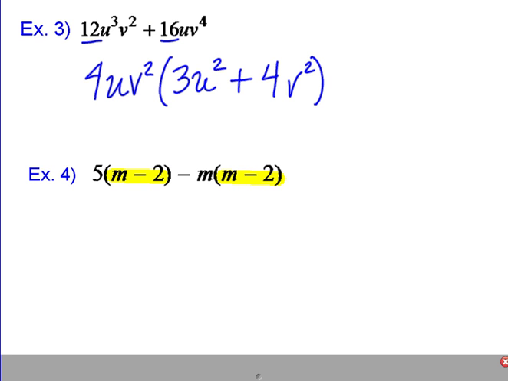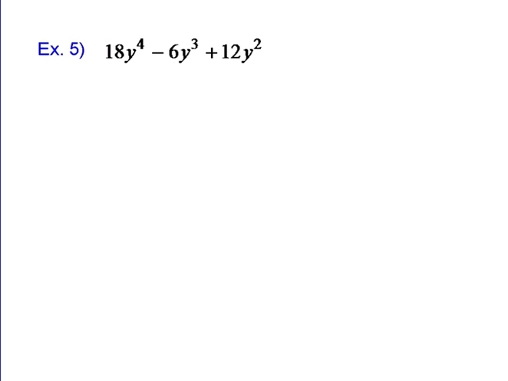Because they have a binomial in common, that's what we're going to pull out. We're going to pull out that m minus 2, and what got left behind, 5 minus m, will be the rest of that prime factorization. Now, we're going to take a look at one more problem before we jump into some other things.